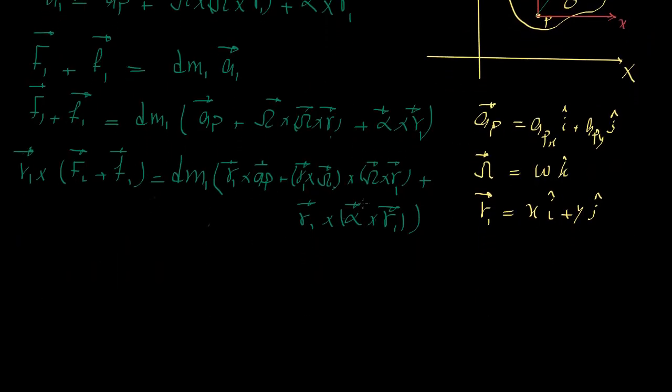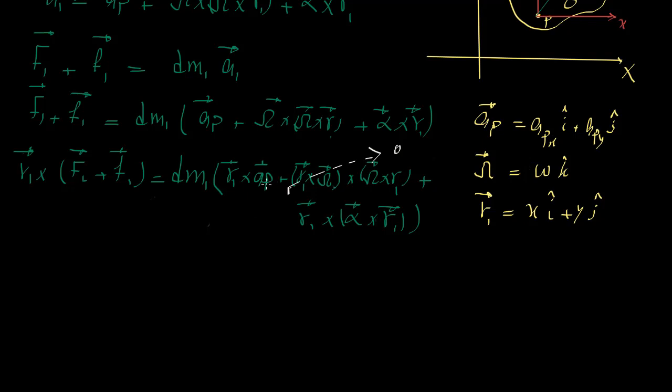Now, we can simplify this. The term r1 cross omega cross omega cross r1 is equal to 0, because I can switch the order of vectors and say this is equal to minus omega cross r1, and then we have minus omega cross r1 cross omega cross r1. So we have the cross product of a vector by itself, and that is equal to 0. So this term is equal to 0. Here my pen is not working. So this is 0.